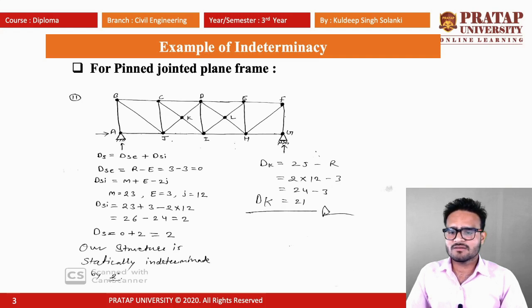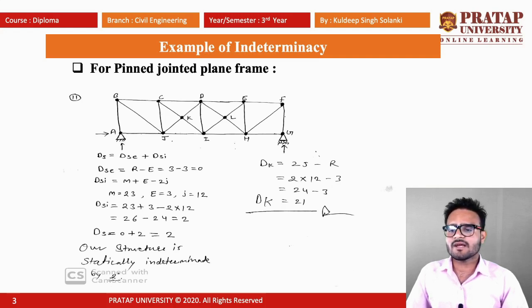Now put the values in the formula. dsc is equals to r minus e. The value of r is equals to 3, and e is the number of equilibrium equations. There are 3 equilibrium equations available. So this is 3 minus 3 is equals to 0. Okay.